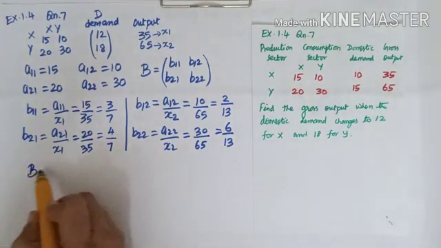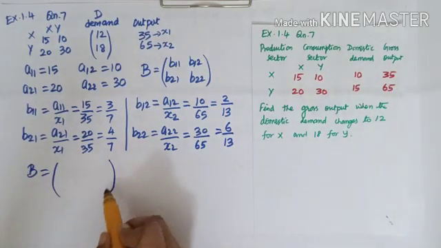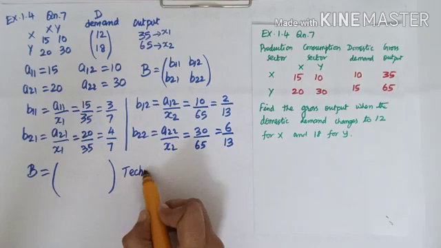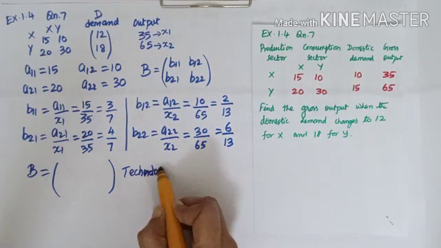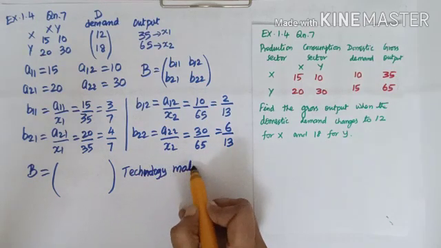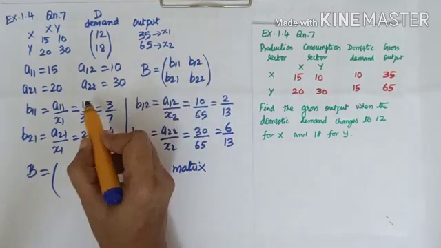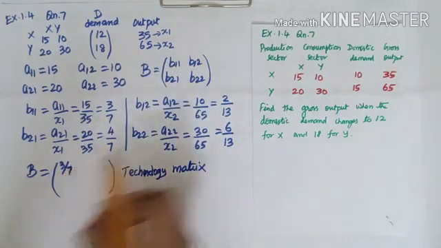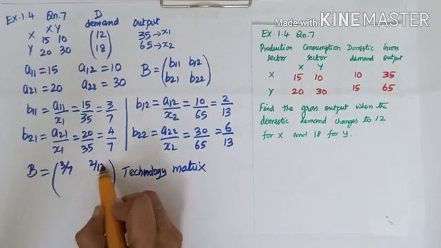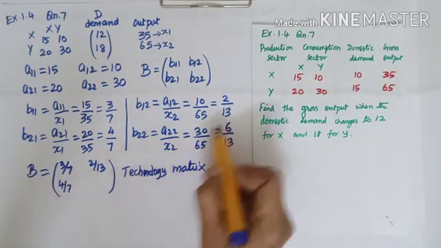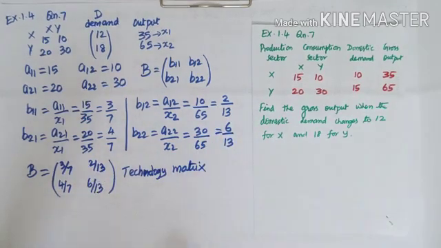Now we will write the matrix B and we call this as the technology matrix. So what is the technology matrix? B11, that is 3 by 7, 2 by 13, 4 by 7, 6 by 13. We find out I minus B, the next step. What is I actually?